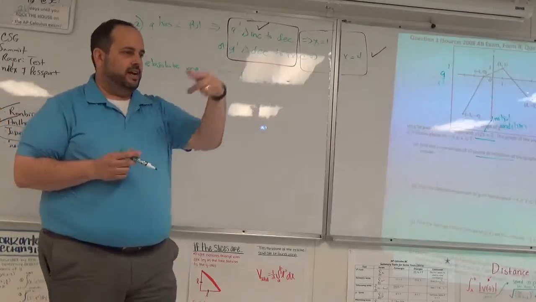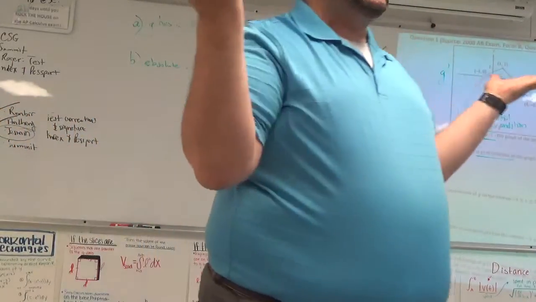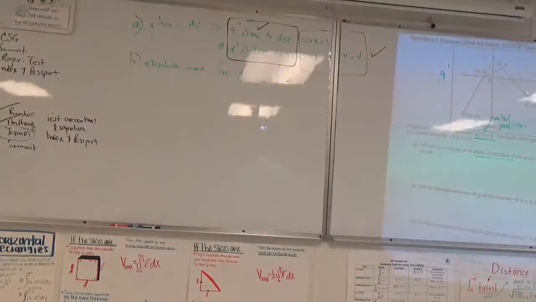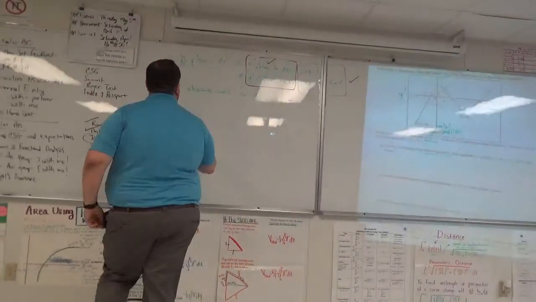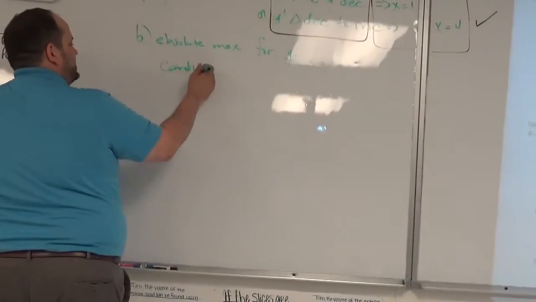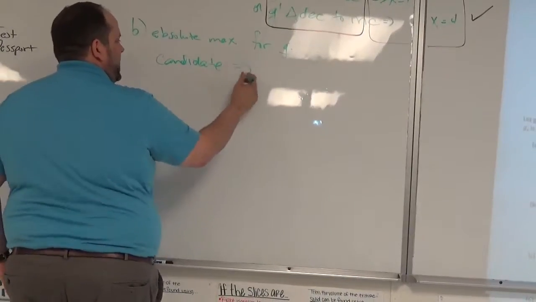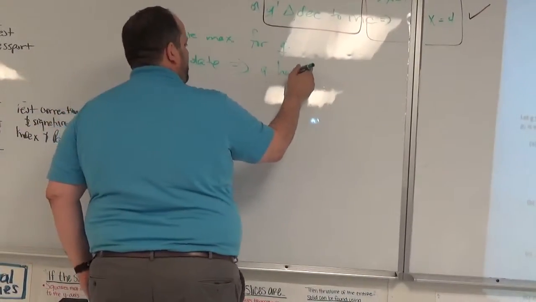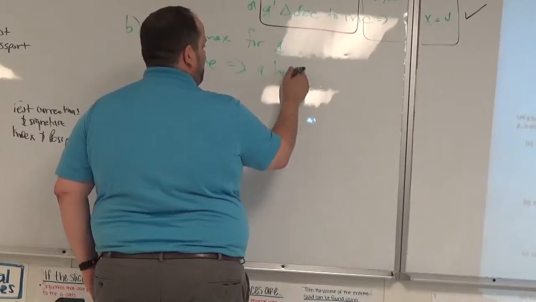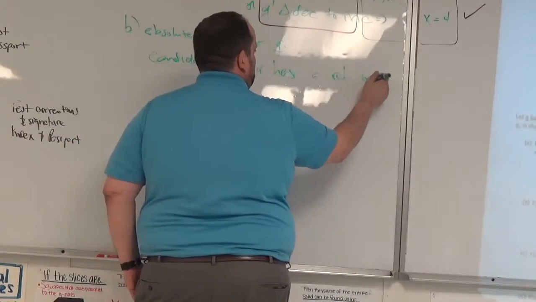So from circling the three groups, all the right ideas are there. Absolute max. I heard the first word, candidate. I need a candidate for an absolute max. When I say candidate, what am I really saying?